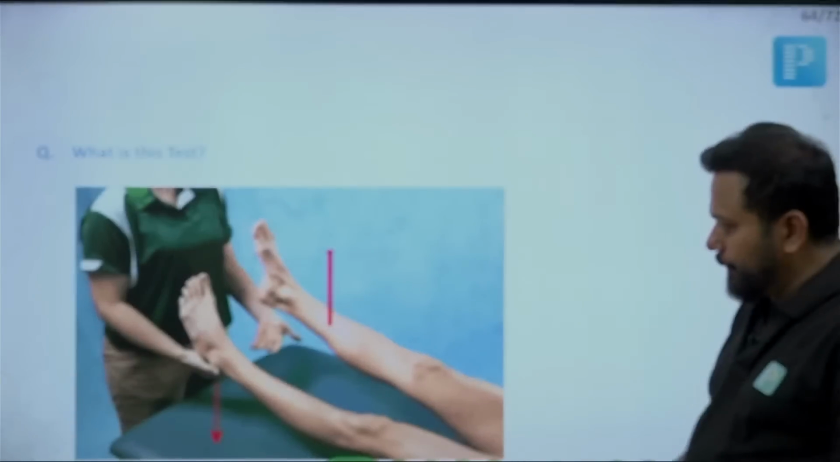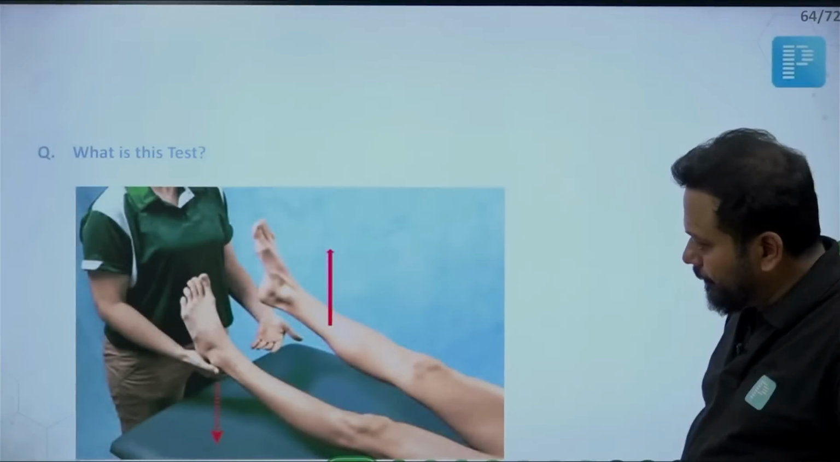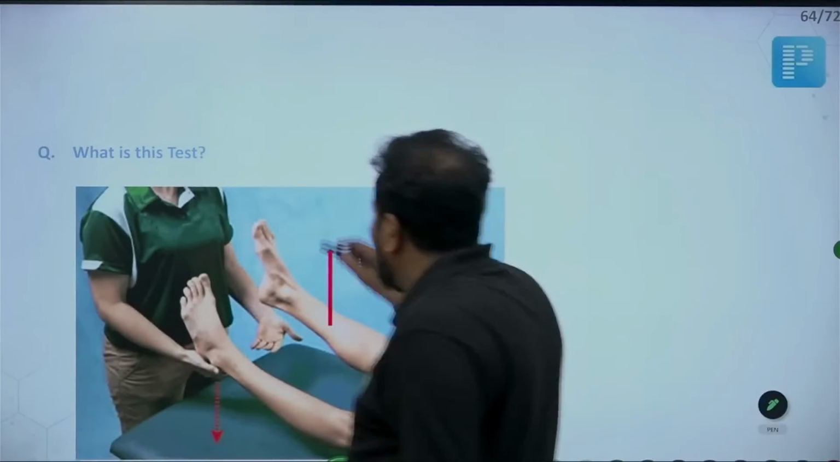What is this test? What is this test? Okay, this is called Hoover's test.